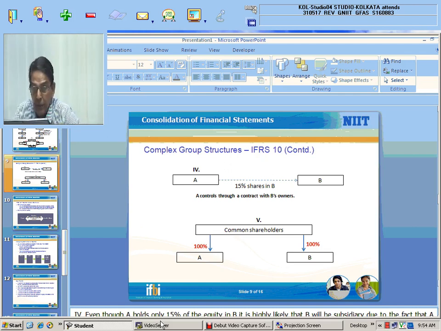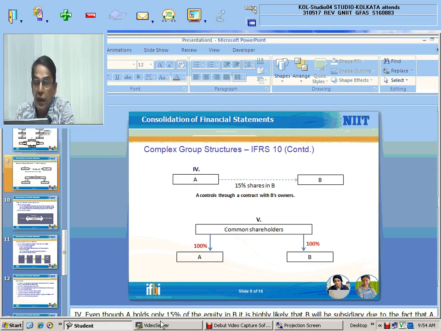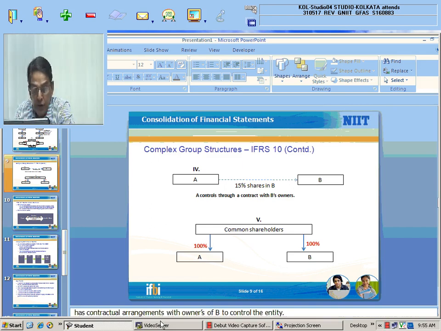The last one we'll see: A and B, two different companies, but the same group of shareholders own A, and those same shareholders own 100% of shares of B. So A and B basically are two different companies, but the shareholders are common. The same group of investors are owning shares of A and shares of B. Should we consider A as a subsidiary of B or B as a subsidiary of A? They have common shareholders, that's all. So will it be considered a parent-subsidiary relationship?